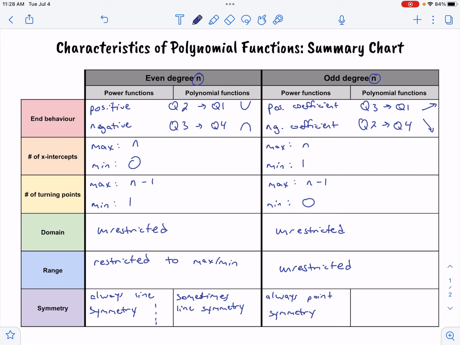Polynomials, similar to their even degrees, sometimes they've got point symmetry. Sometimes not. You never know what you're going to get. Okay, and this is a handy reference chart that just summarizes all of the key information that you need to know about characteristics of polynomial functions.